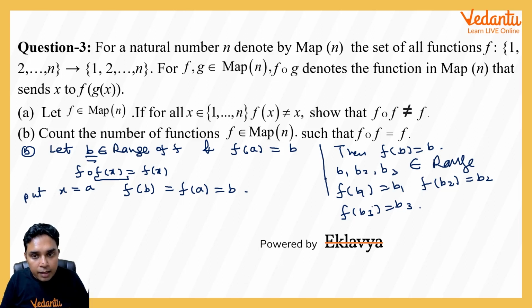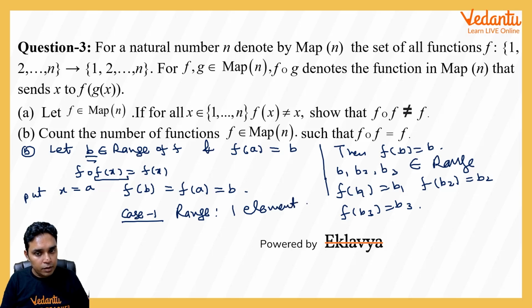So now, depending upon how many elements are in the range, we have to connect all the remaining elements in the domain to these elements. I'll take just one example. Suppose my case 1 is that the range is just one element. It can be 1, it can be 2, it can be n. So the value of the function at that element will be itself, and let this be B only.